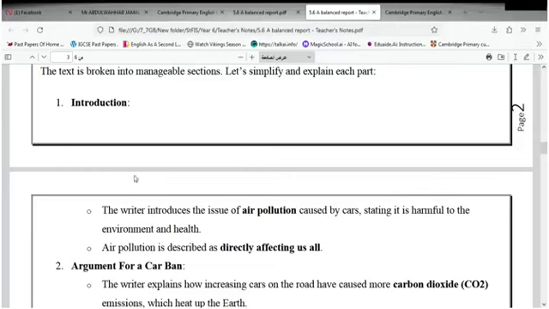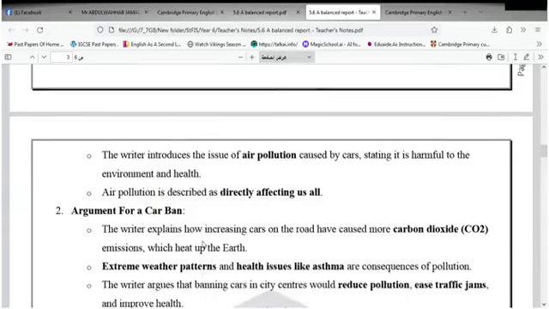In the introduction, the writer introduces the issue of air pollution caused by cars, and that it is harmful to the environment and health. You have to know what you are writing about. Start by introducing or defining the air pollution. And number two, the air pollution is described as directly affecting us all.